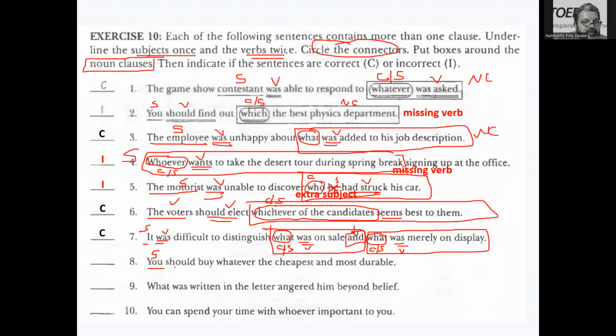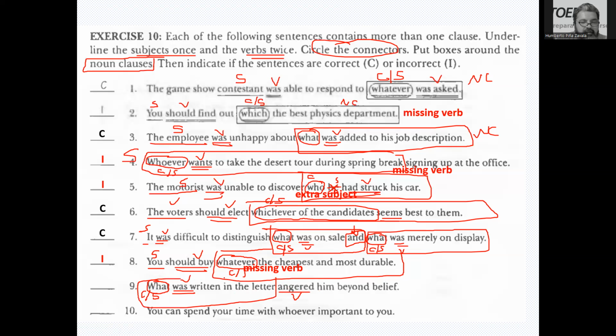You should buy whatever, that's the connector. Okay, connector subject, but there is no verb. So this is incorrect because we're missing the verb. Whatever is the cheapest and most durable. What, my connector subject, was written verb in the letter angered him beyond belief, right?